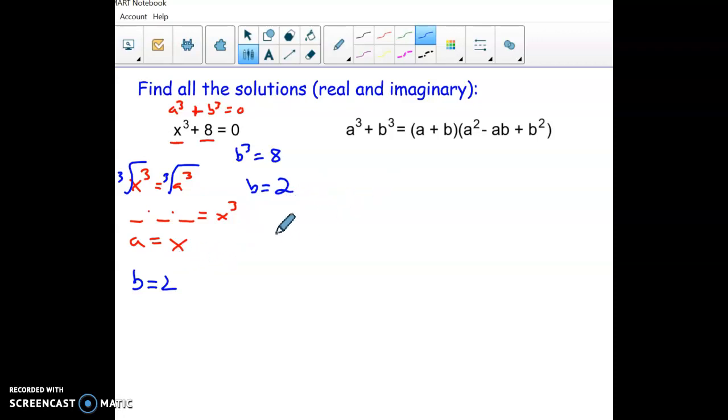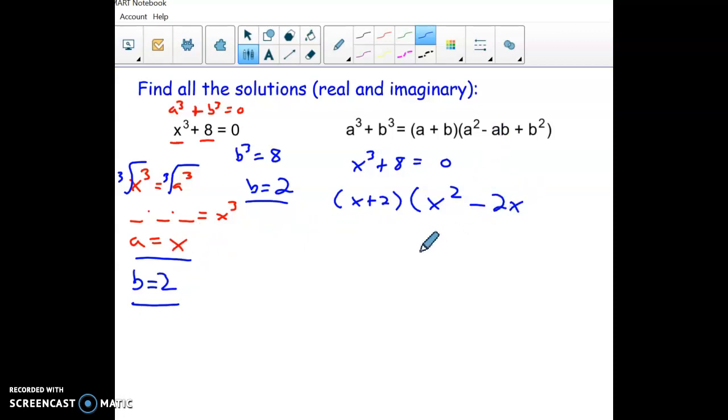Okay, now that we've got those 2 things identified, we're going to plug them into this pattern. So basically we're going to say x cubed plus 8. That's our original thing. This thing explodes to a plus b, so x plus 2 using our values from over here. And then square the a part. So let's see. Oops, sorry. Here's a and b. So square the a part would be x squared minus a times b. So a times b would be x times 2, or 2 times x. And then b squared would just be 2 squared, so that's just going to be 4. Okay, and we still have it all equal to 0.